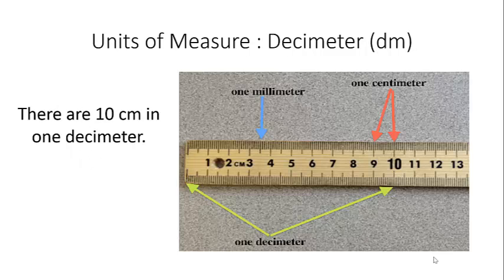Next is the decimeter, or dm. There are 10 centimeters in 1 decimeter. Let's take a look at those yellow arrows down at the bottom. You'll notice that we start at 0. We pass 1, 2, 3, 4, 5, 6, 7, 8, 9, and we stop at 10. There are 10 centimeters in 1 decimeter.